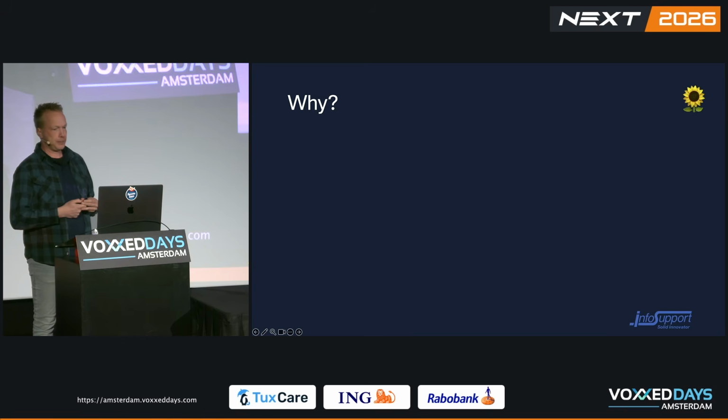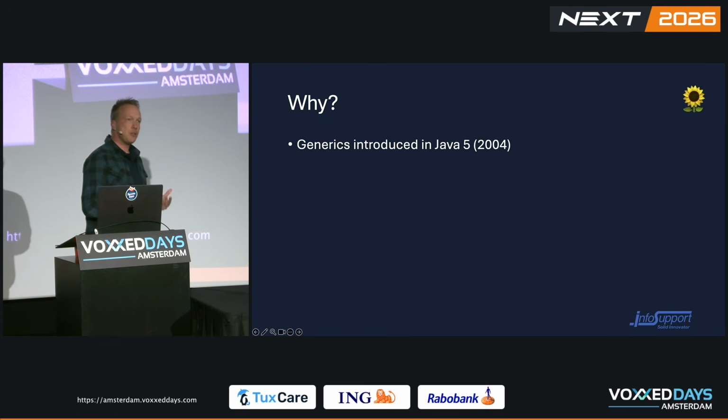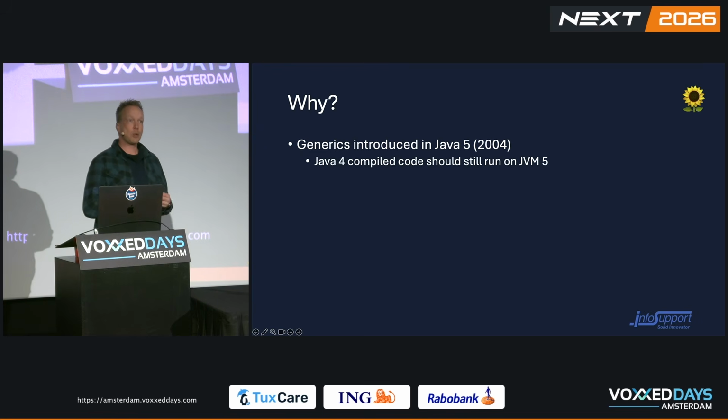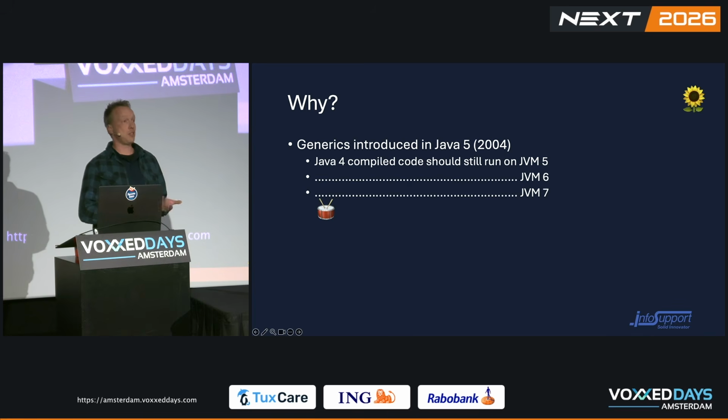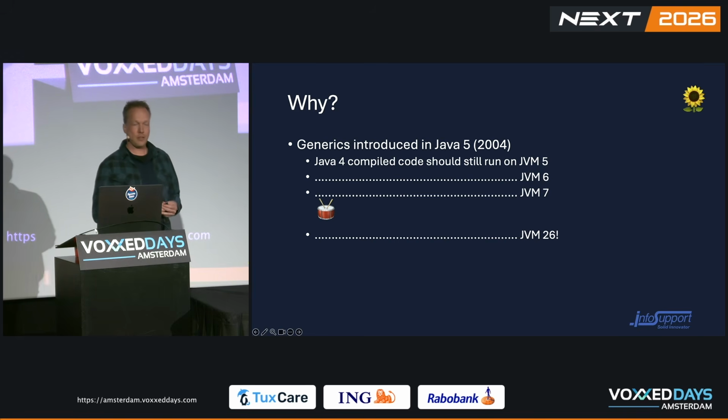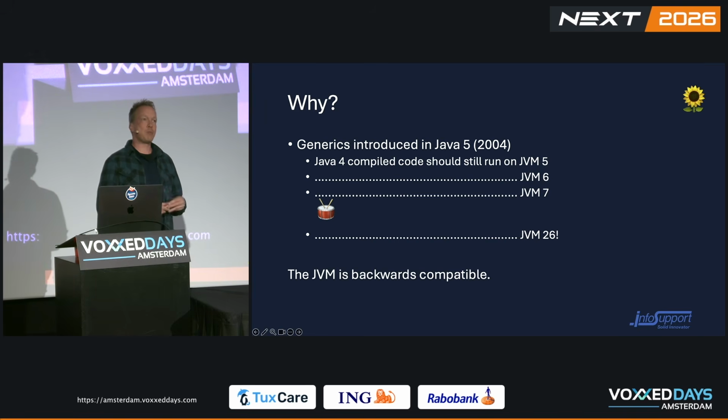What's happening here? Well, generics were introduced in Java 5. And back in the day, there was already a lot of compiled Java 4 code, and that still had to work on JVM version 5. After that, also on JVM version 6 and 7, and so on and so on. And guess what? Old code should still be able to run on JVM 26 today. So the JVM is backwards compatible.